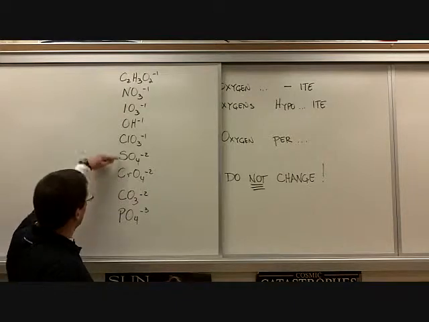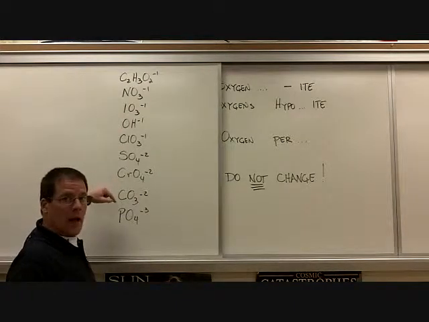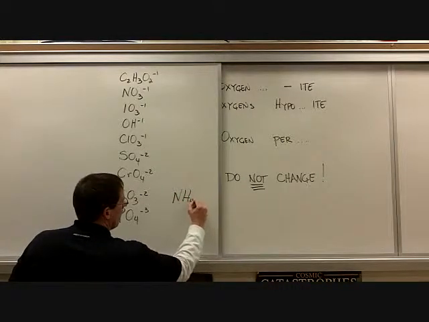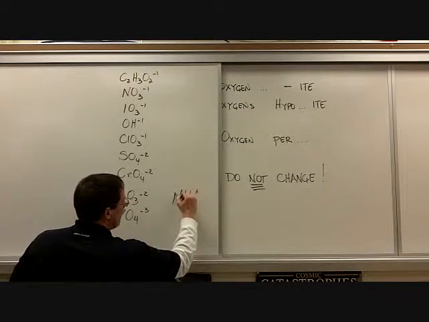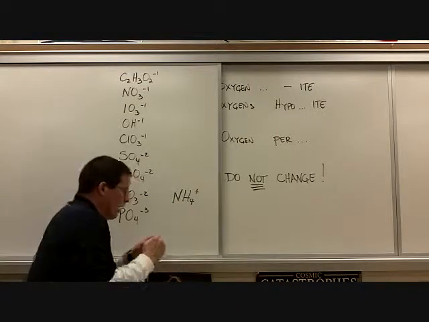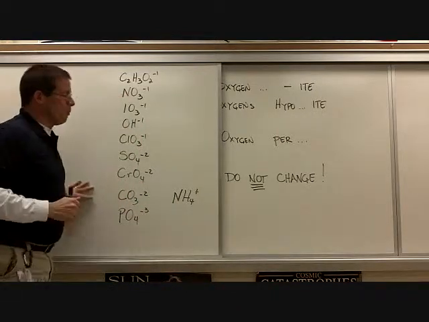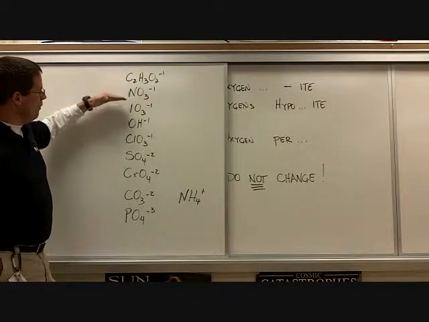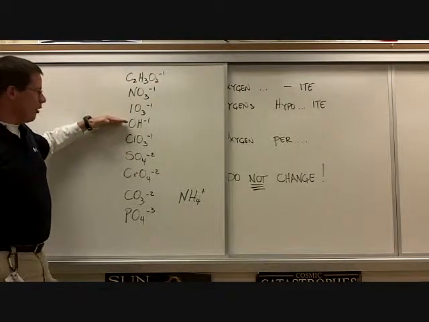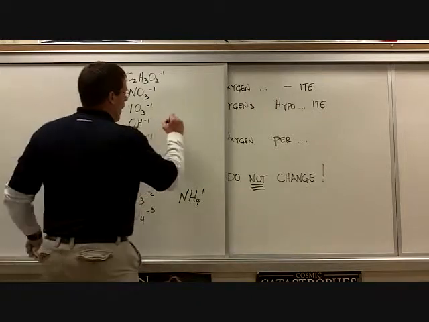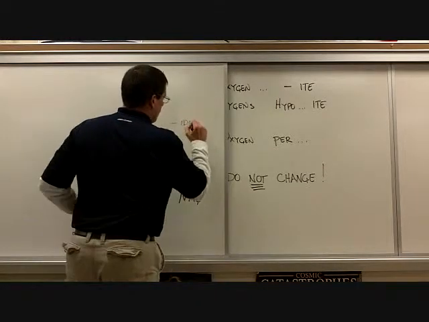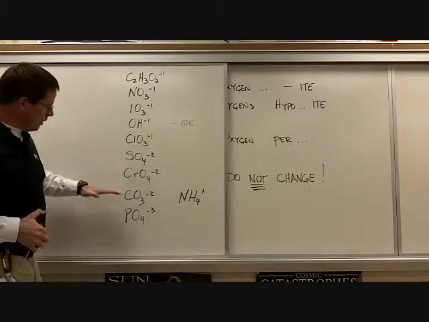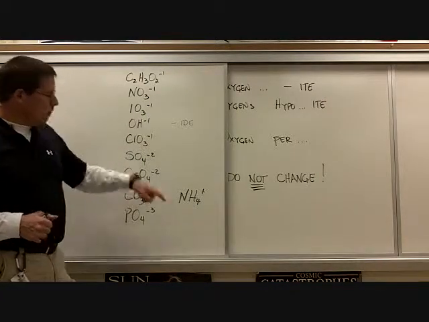And again, when they have negative charges, they act like a nonmetal. When they have a positive charge, like ammonium, NH4, we treat that as a metal. So those are your 10 polyatomics that you need to know, especially if you plan on taking AP Chemistry. So acetate, nitrate, iodate, hydroxide, and this is the only one that ends in IDE, okay? Chlorate, sulfate, chromate, carbonate, phosphate, and ammonium.